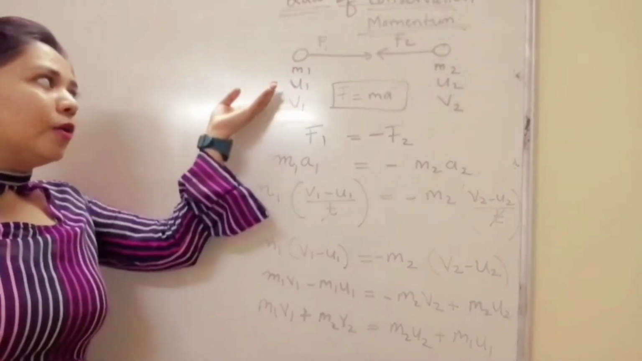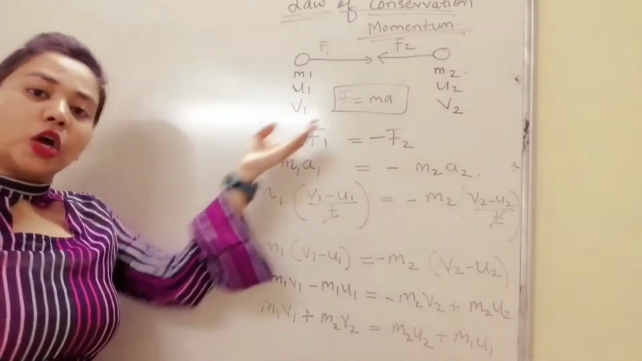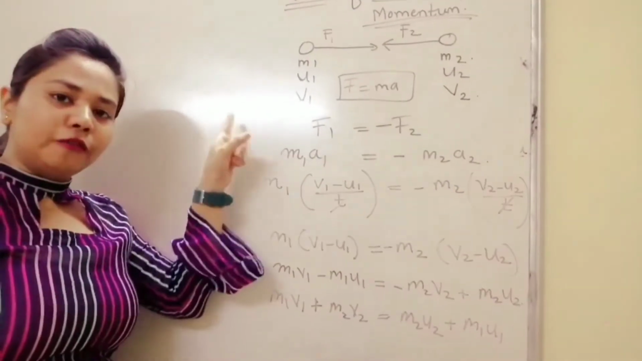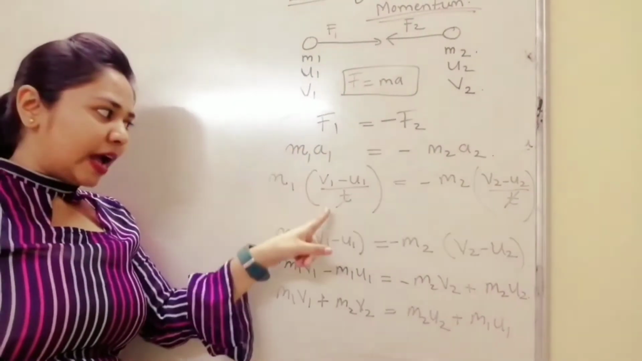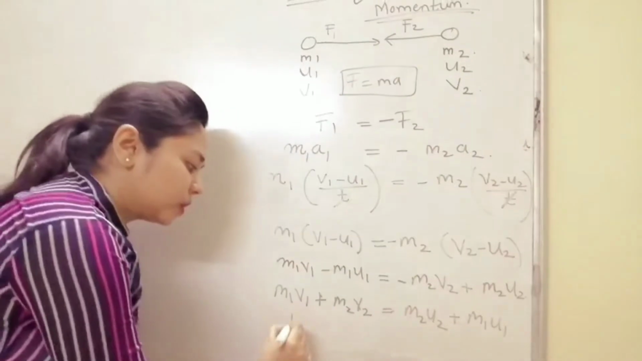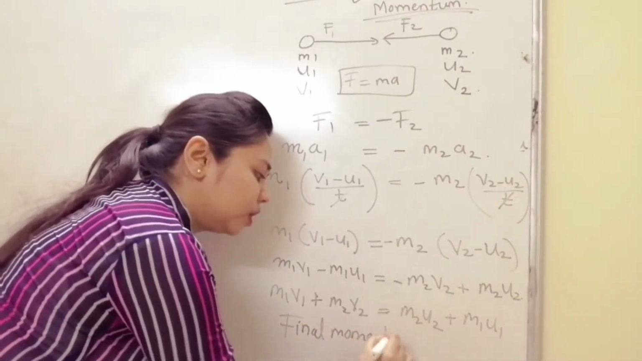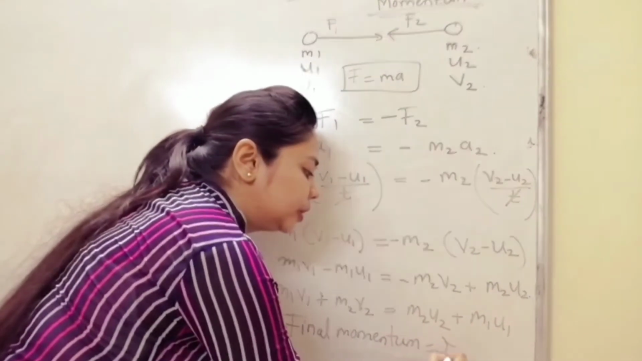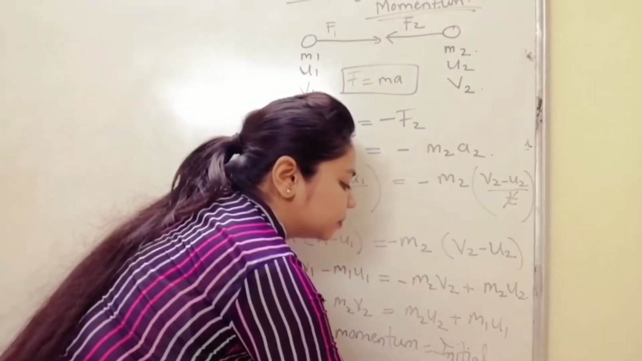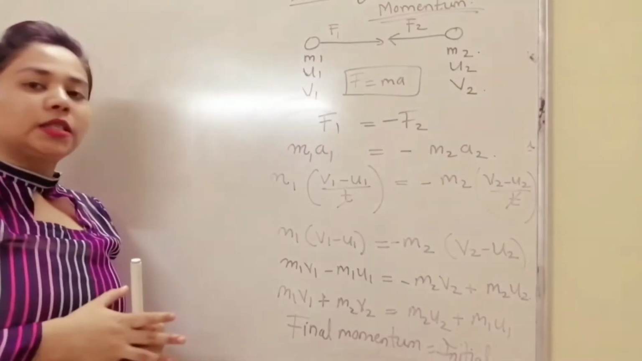What we are going to take: masses m1, m2, and their initial and final velocities. Forces are in the opposite direction, so F1 will be minus F2. Substitute the value of force, then substitute the value of acceleration and solve it out, and you will get the final momentum. This is my final momentum, which will be equal to the initial momentum. So this completes what?